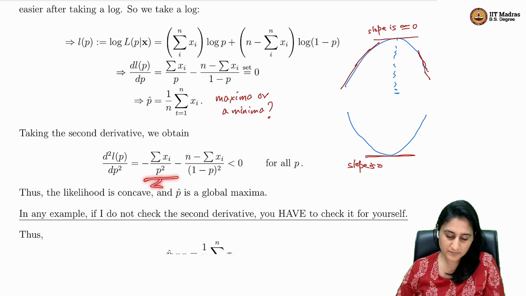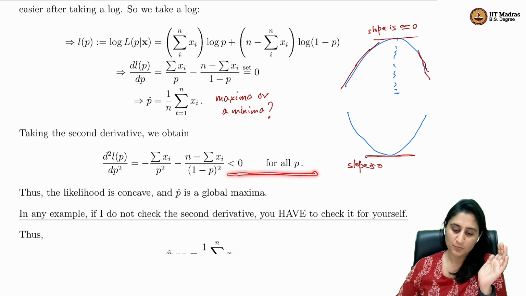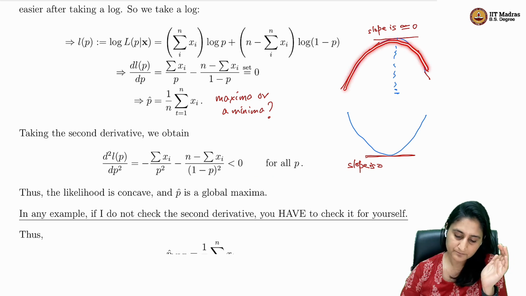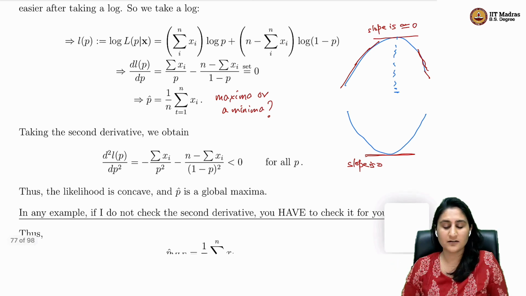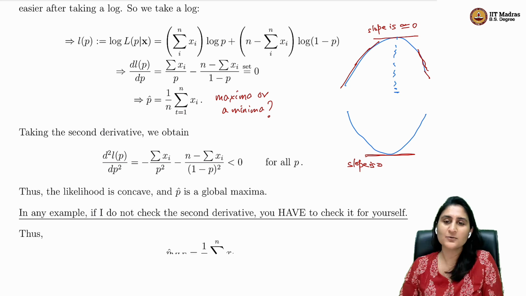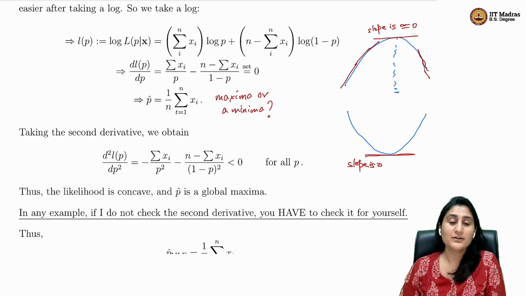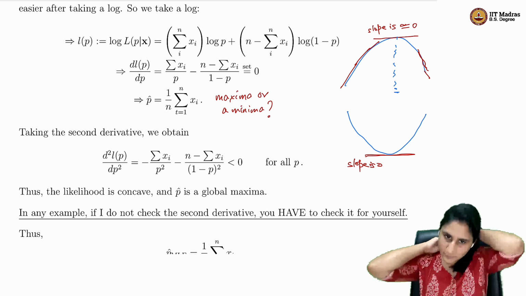Now this term is negative and this term is also negative. So both of these terms are less than 0 irrespective of the value of p, which means everywhere this function has a negative second derivative, no matter what the value of p is, which means I do indeed have a maxima, right? So we discussed last time that this means the function is concave, which means that p hat is in fact a global maxima.